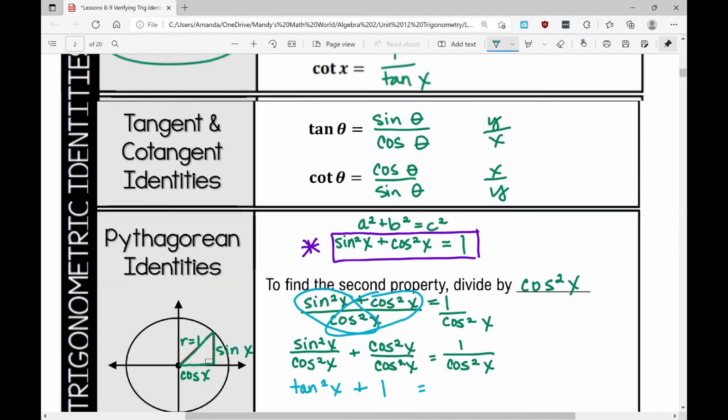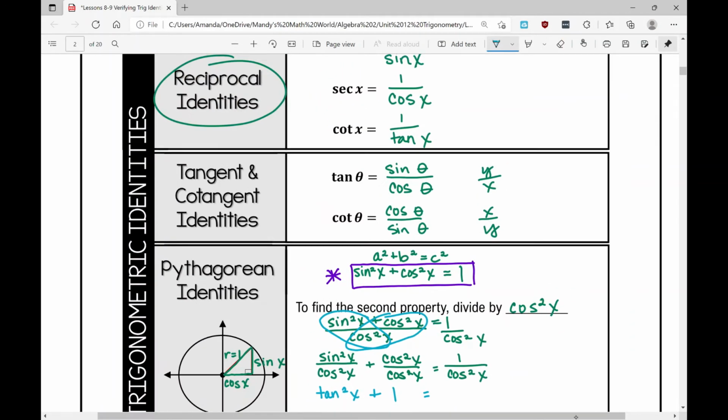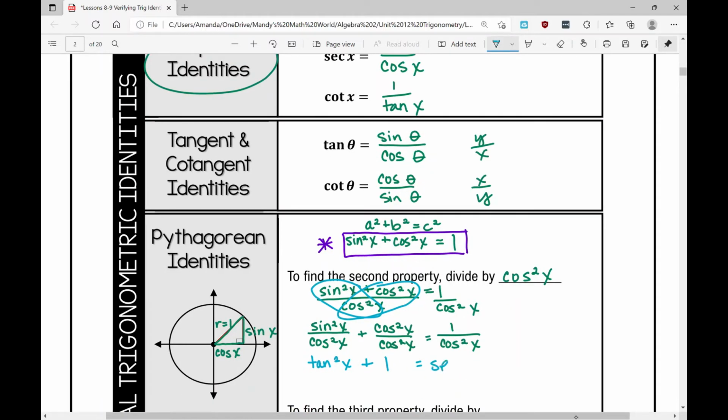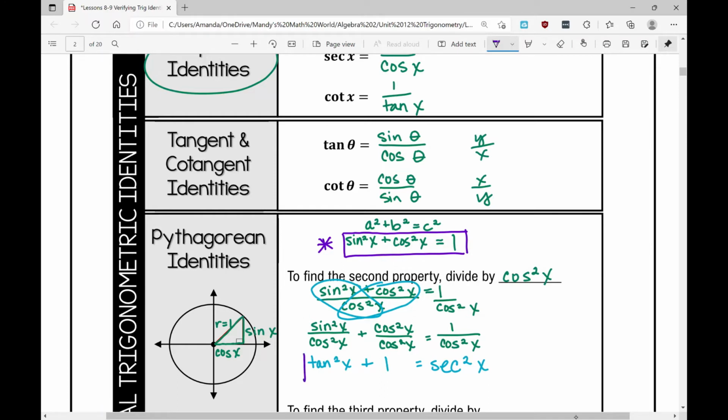let's go back up to our basic identities. 1 over cosine is secant x. Do you see this right here? Which means 1 over cosine squared is going to be secant squared. And I'm going to write that just like this, secant squared x. And that's our second Pythagorean identity. Tangent squared x plus 1 equals secant squared x.